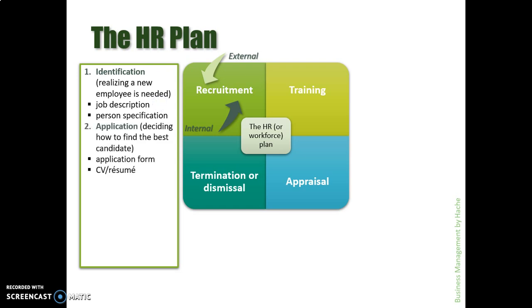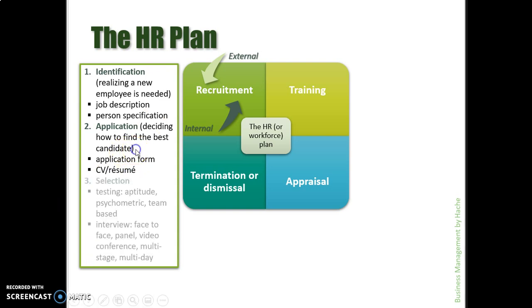Then we do the application step, which is deciding how to find the best candidate. Usually it could be an application form, okay, or you can actually ask them to bring a CV or a resume. So these are the most common steps. Usually some businesses take one or the other, or sometimes they even take the 2. They have them fill out an application form and bring a CV, or just the CV, or just the application form. Businesses decide what's the best step for them.